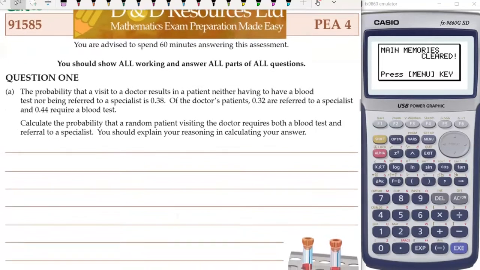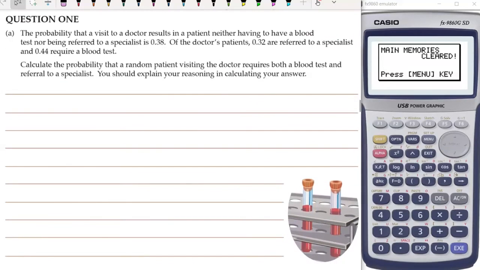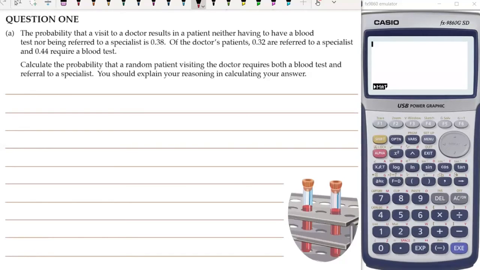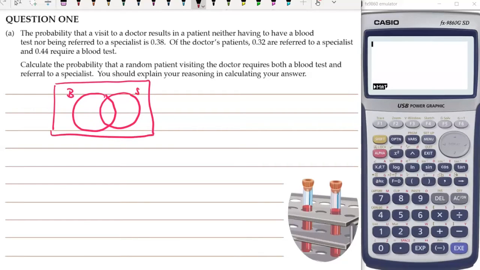Right, let's take a look at question 1. Now these types of questions I always find easiest if we can make some kind of picture or diagram from it. I'm going to do a Venn diagram. You could possibly set this up as a table as well. So we've got two possible categories here, that they have to have a blood test or be referred to a specialist. Okay, now let's put the information in, and we're doing this Venn diagram as probabilities rather than absolute numbers.